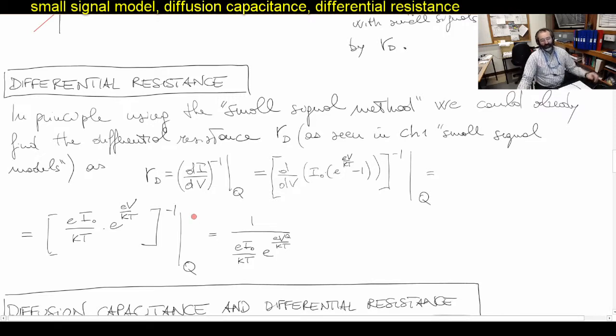Since we started this part by mentioning the small signal method, this was just to apply the small signal method to the PN junction using what we already know. So how to calculate the differential resistance for the PN junction.